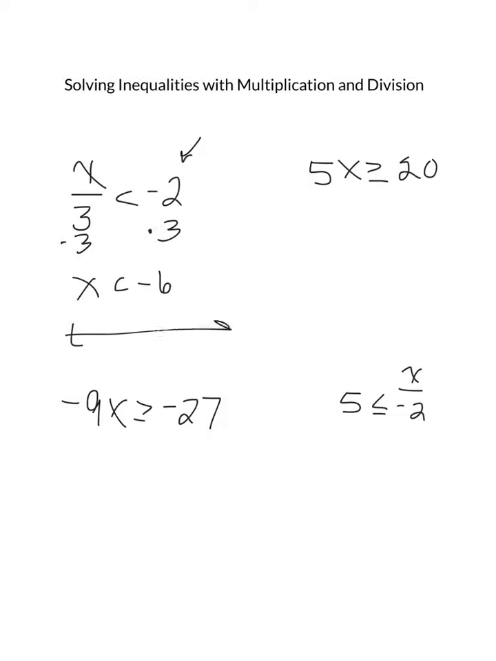So I'm going to graph this. So negative 6, negative 5, negative 7. Open circle, shade to the left because it's less than.